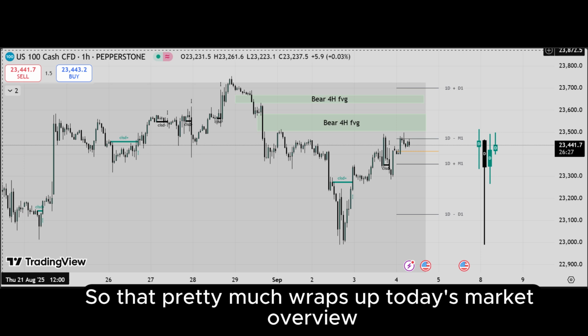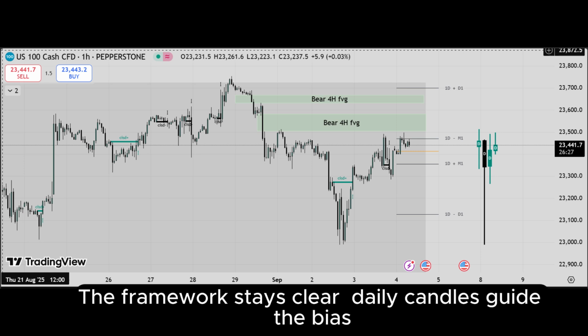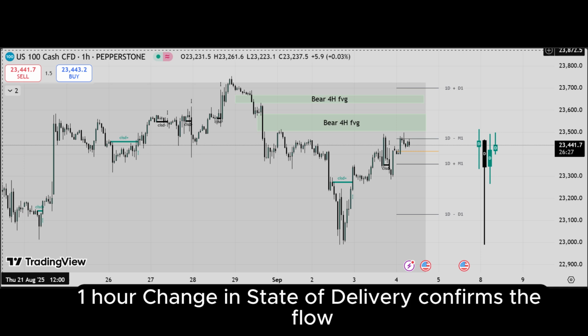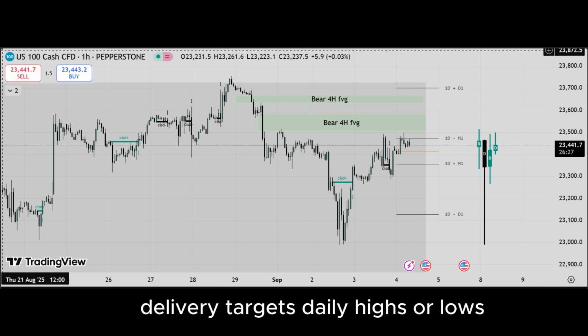So that pretty much wraps up today's market overview. Just a quick recap. The framework stays clear. Daily candles guide the bias. Liquidity sweep sets the trigger. 1-hour change in state of delivery confirms the flow. Retracements into 4-hour order blocks or fair value gaps give execution. Delivery targets daily highs or lows.